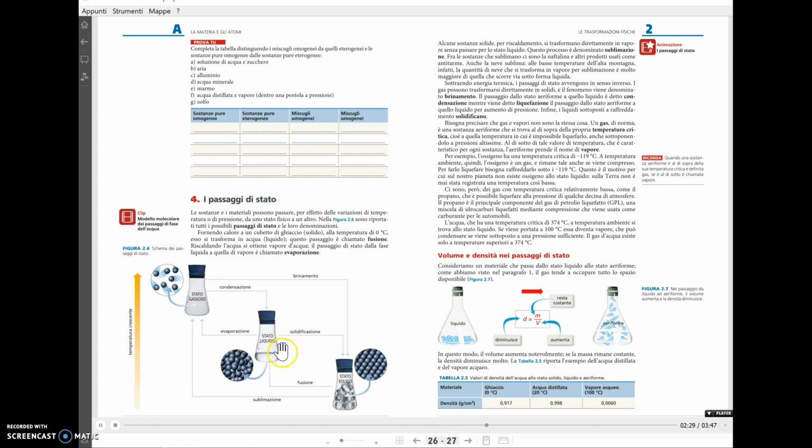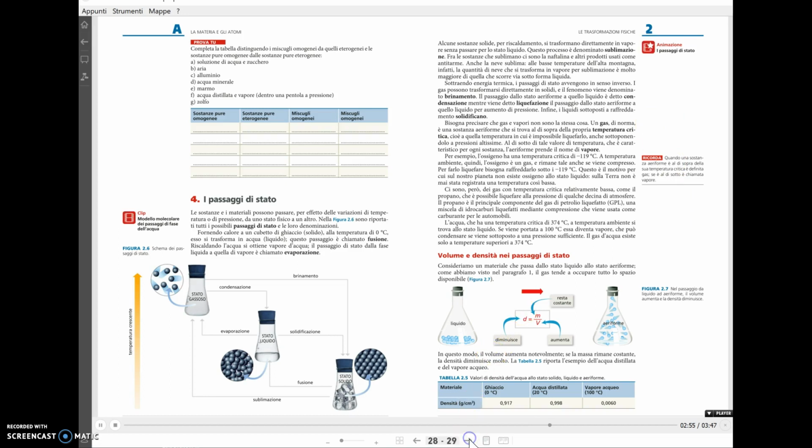Solidification is the change from liquid to solid. Condensation is the change from gas vapor to liquid. And deposition is the transition from gas vapor to solid. Every pure substance has a heating curve with characteristic boiling and melting temperatures that are dependent on the pressure at which the change of state occurs.